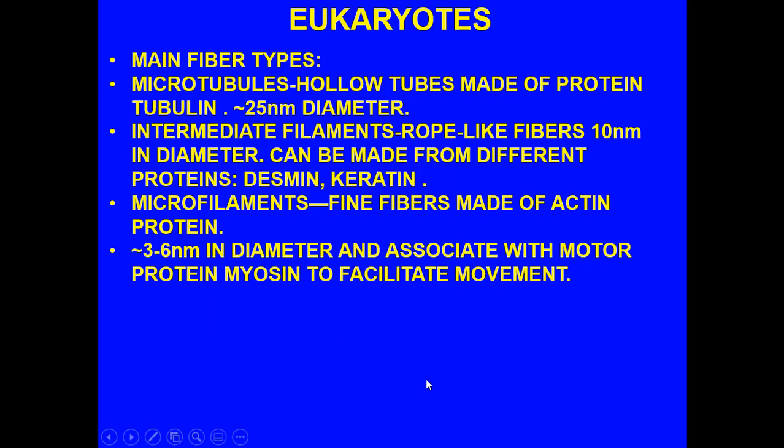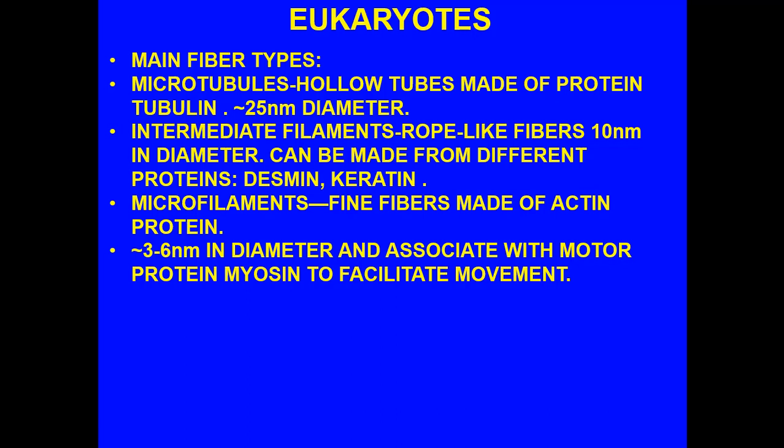Now, the three major fiber types: microtubules, intermediate filaments, and microfilaments. The microtubules are hollow tubules made of the protein tubulin. They will have a diameter of about 25 nanometers. Remember that nano is 1 billionth. So when I say a nanometer, that's 1 billionth of a meter. Intermediate filaments are rope-like fibers. They're about 10 nanometers in diameter, and they can be made from different proteins such as desmin or keratin.